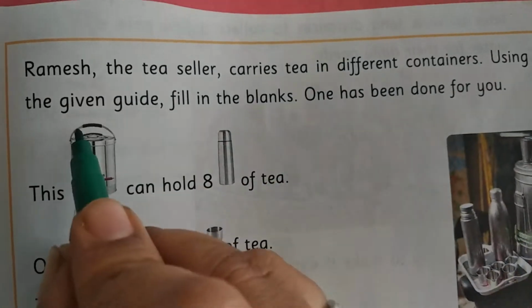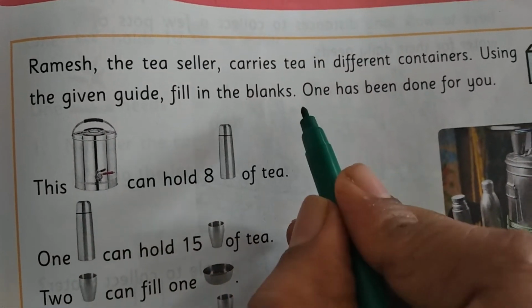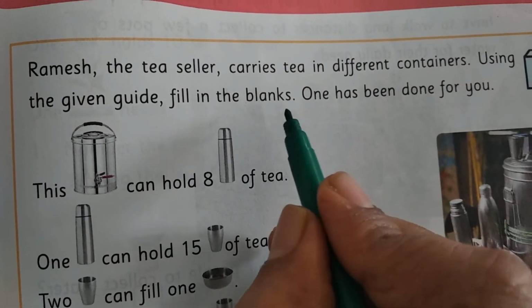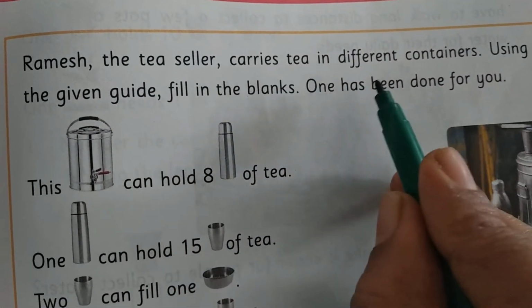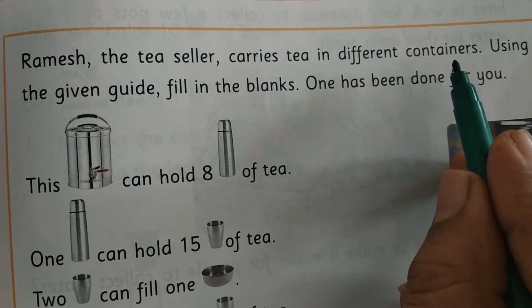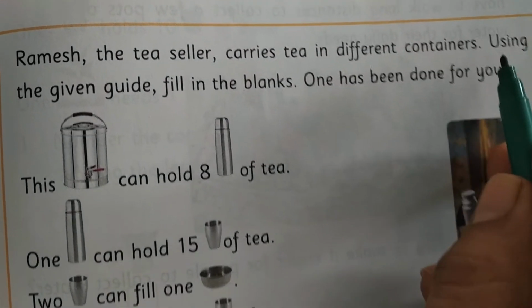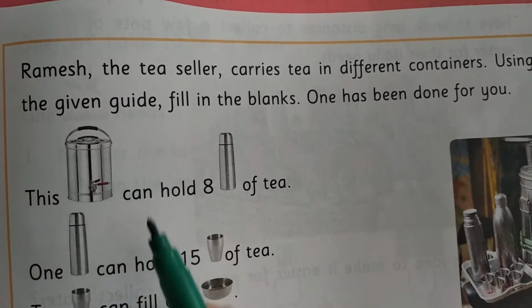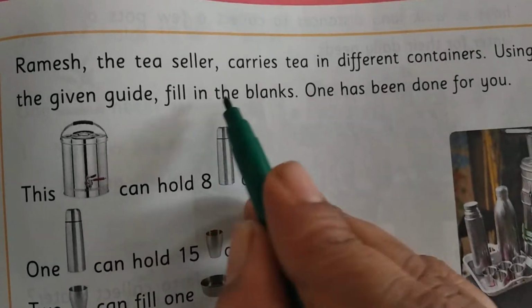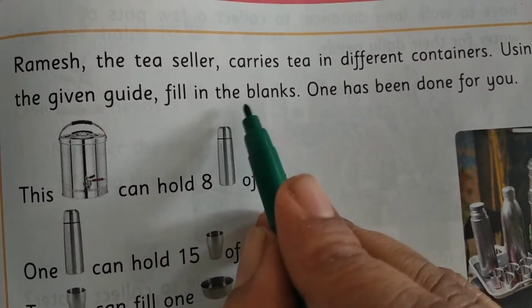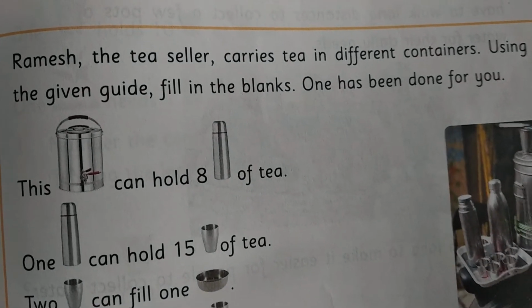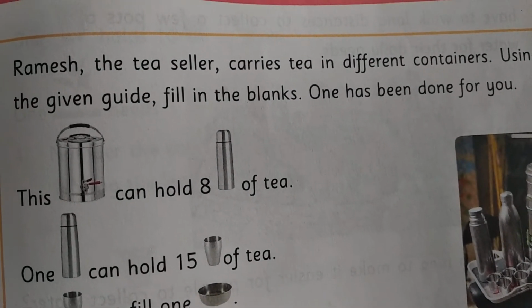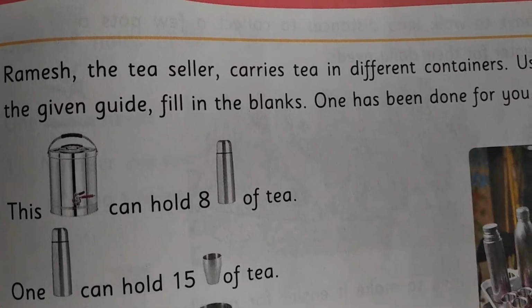Using the given guide, fill in the blanks. So Ramesh, the tea seller, carries tea in different containers. He is using different containers to carry tea, and they have given some guide. Using it, fill in the blanks. One has been done for you. They have given an example and we want to fill in the remaining ones.